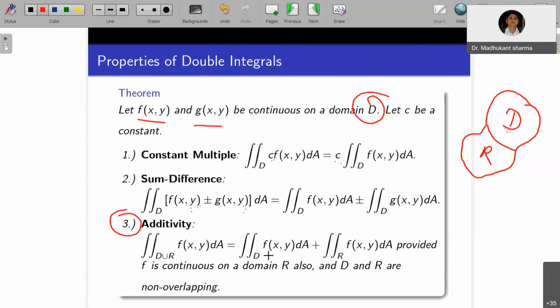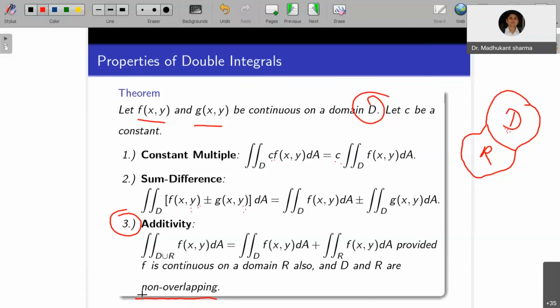Then you can perform the double integral over D and the double integral over R separately, and then the sum will give you the double integral over the entire region. So here it's mentioning that D and R are non-overlapping domains. That's what I mean.